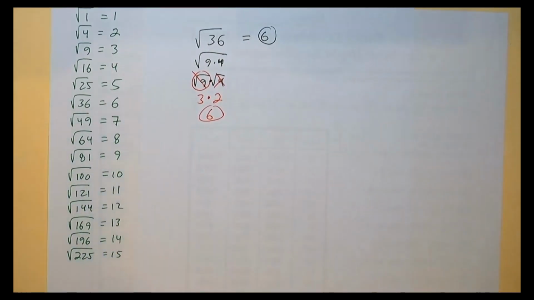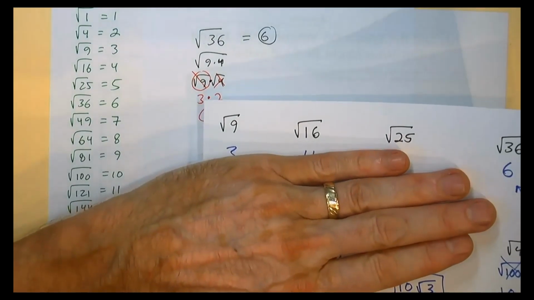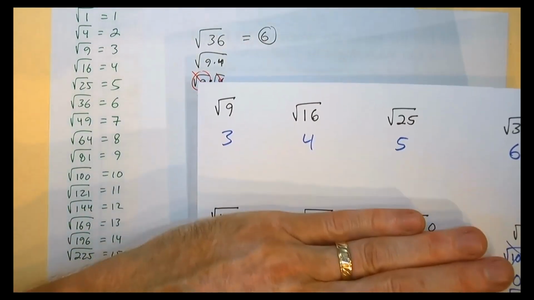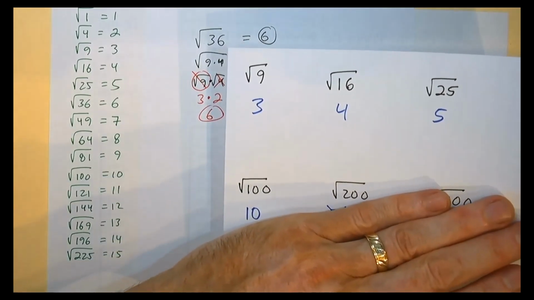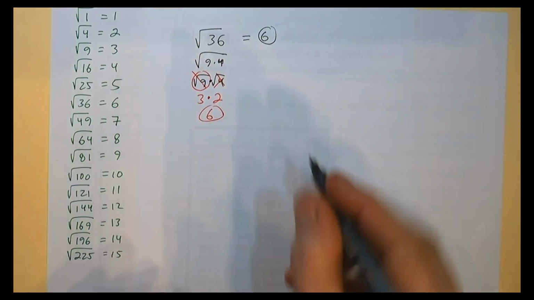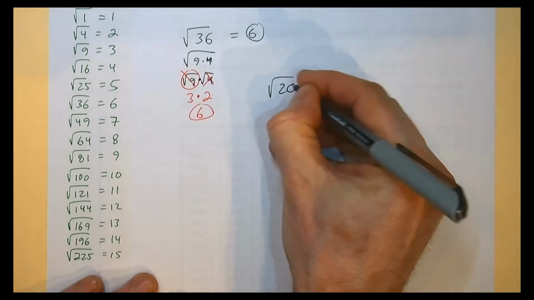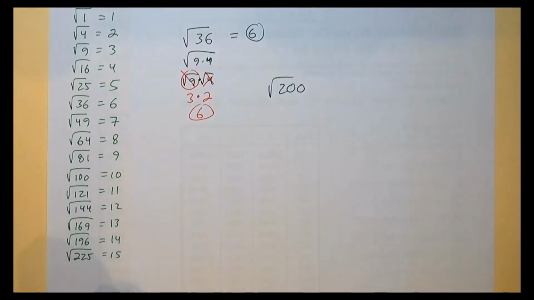So if I had some things like square root of 9, square root of 16, square root of 25, square root of 100, what about the square root of 200? You go, square root of 200? How do I do the square root of 200? That's not on my list.